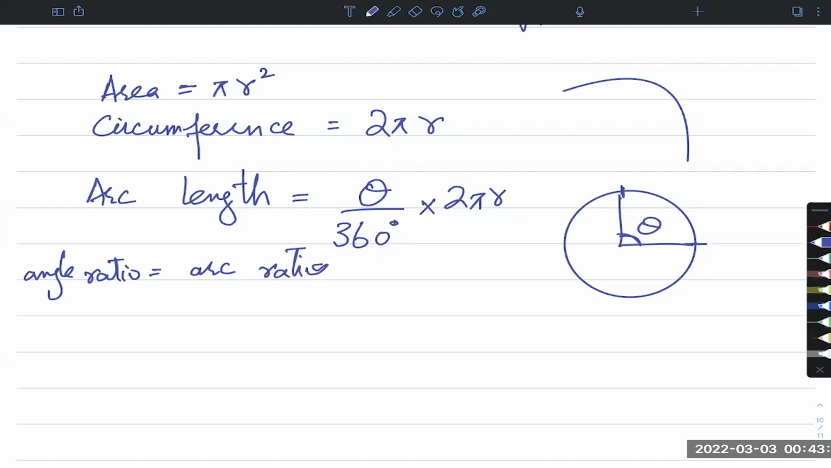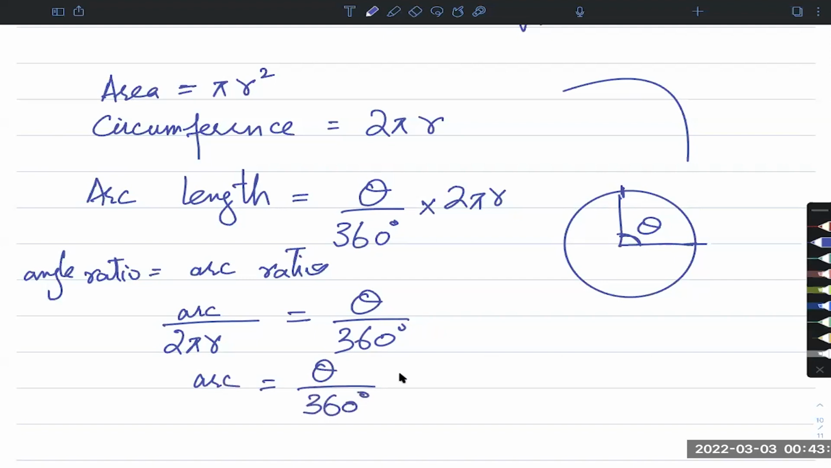Okay? And again, this is because of similar figures that we studied last time. So यहाँ पे सोचो जरा, my arc length divided by the total arc length. What is the total arc length? The total circle, 2 pi r, is equal to my angle to the total angle, which is 360 degrees. And that gives me arc length is equal to theta over 360 degrees into 2 pi r.